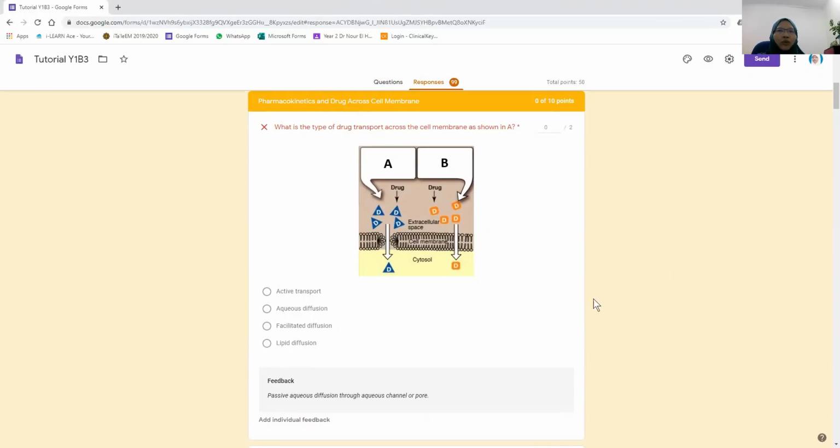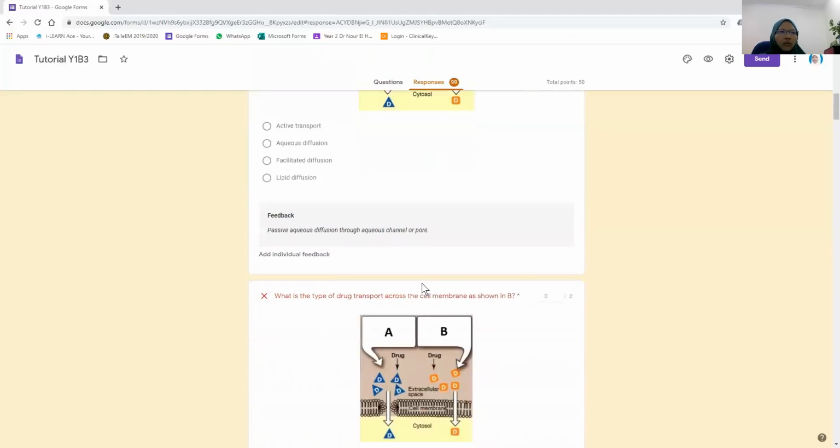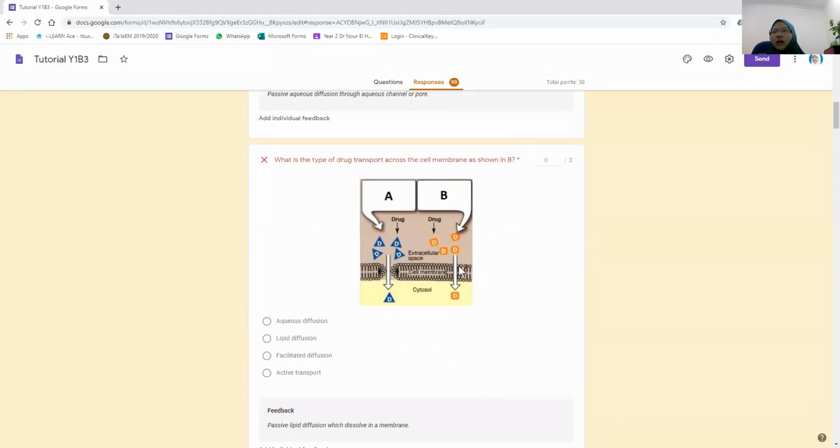So now most of you got this right. This picture shows passive diffusion, and passive diffusion has two types of drug transport. The A is the aqueous diffusion, whereby the water soluble drugs will pass through the pores or the aqueous channel. As for the B, it is lipid diffusion. You all answered this well, whereby the lipid soluble drugs will pass through the cell membrane, which is also made of phospholipid. So the drug will be dissolved through the membrane.